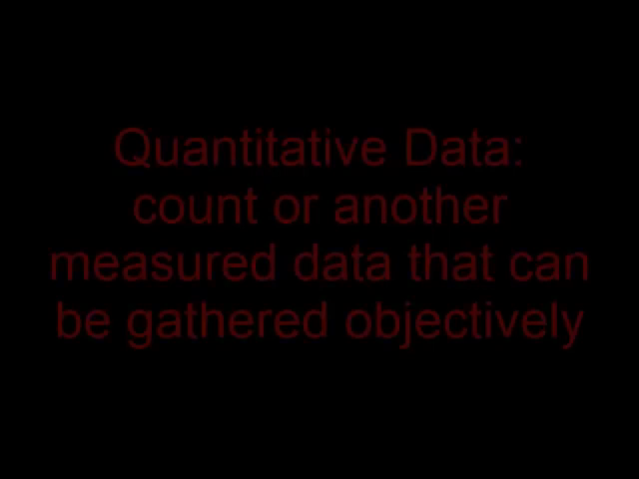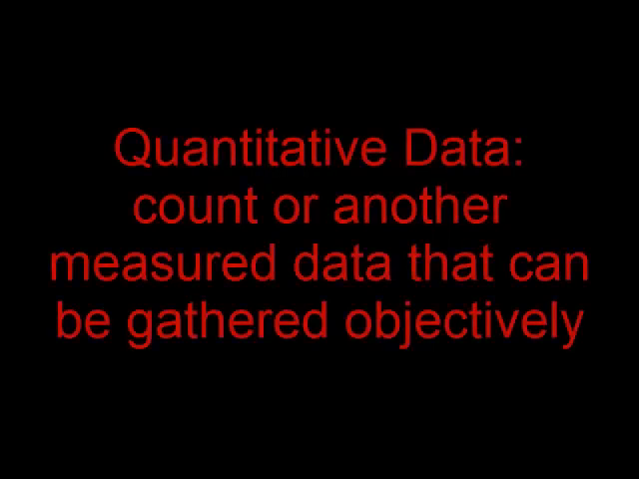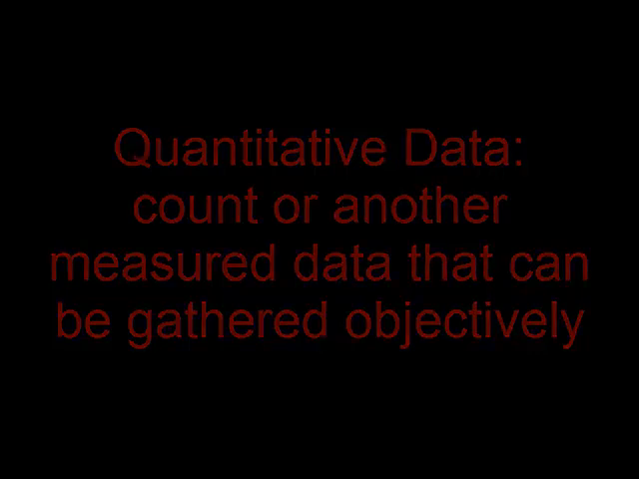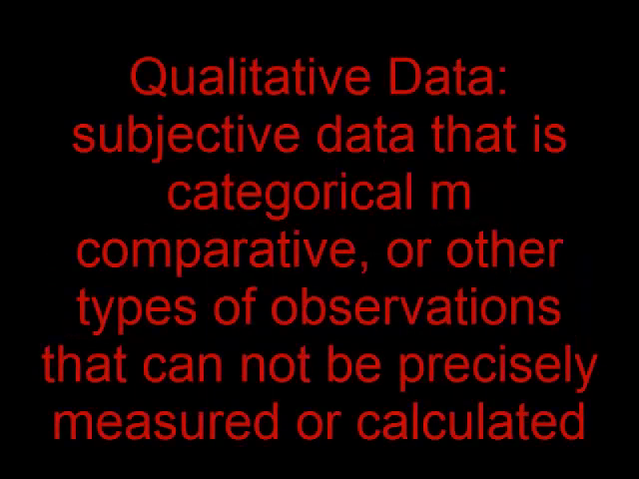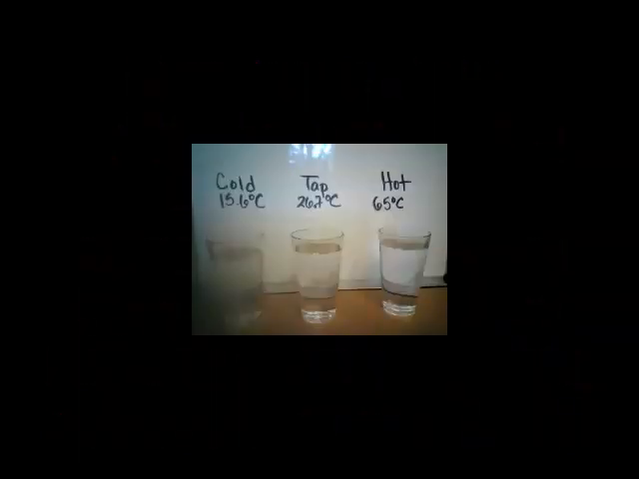Timing would be very nice and exact, and it would give us some quantitative data, or data that is measured. We're going to take qualitative data, data that is observed. This is a bit more subjective, but for our purposes it will be fine. So, our qualitative data is going to be the relative quickness with which dye spreads through water of different temperatures.